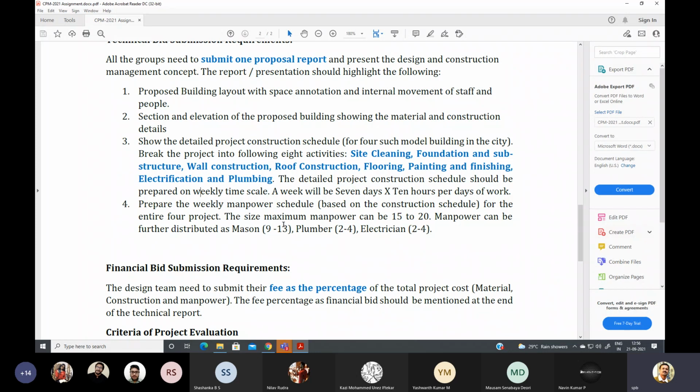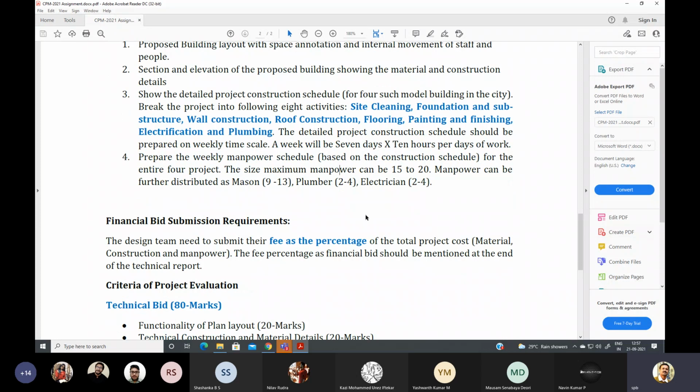Because the masons will be on site from the cleaning to the painting and finishing, this will actually require more masons. So 9 to 13 people will be there, and electrician and plumbing are different people, so 2 to 4, 2 to 4. Based on these 3 types of manpower, the total manpower is 15 to 20. So you have to give that.